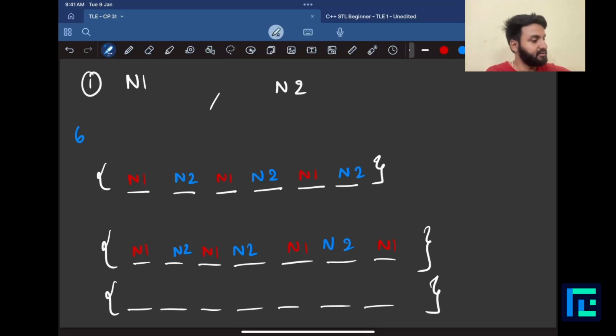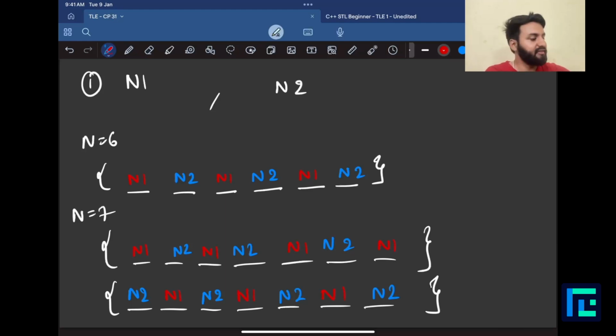If this is the 7-based case, this is for n equals 6, this is for n equals 7. Then I can have one more case where I keep n2 at this location, n2, n2, n2, and n2. And how about I keep n1 over here, n1 over here, n1 over here. So tell me, are these two cases giving you the correct answer?